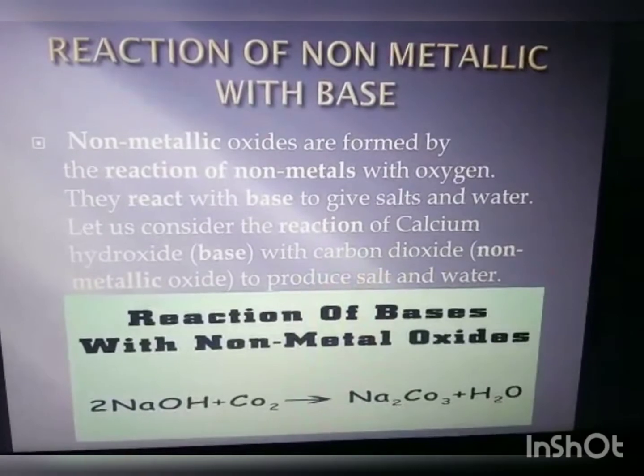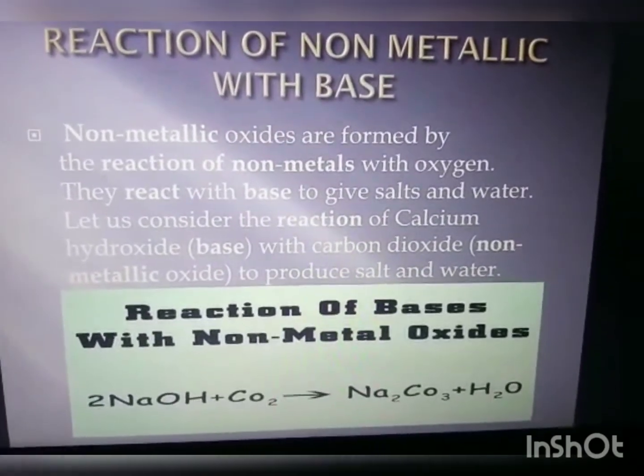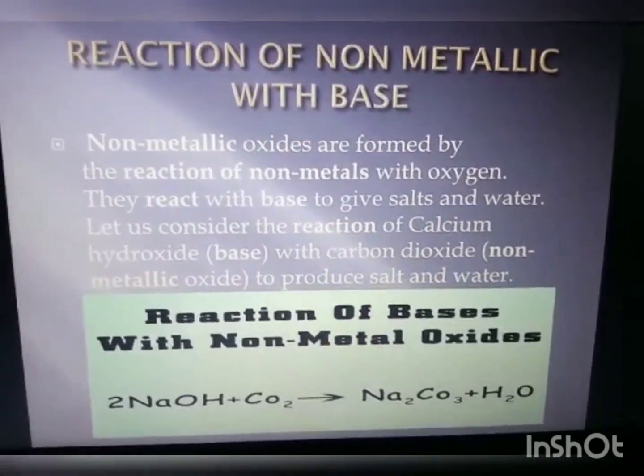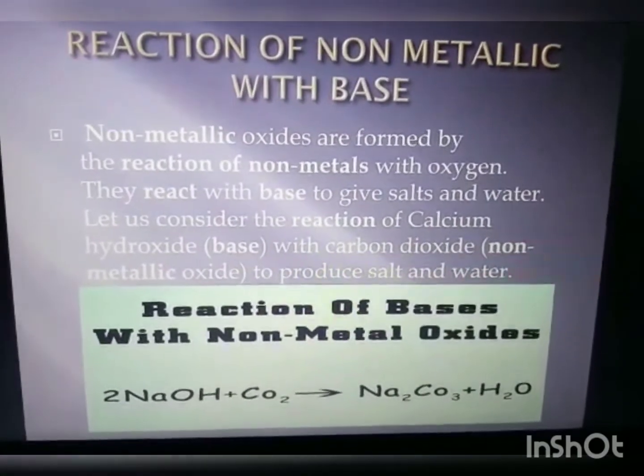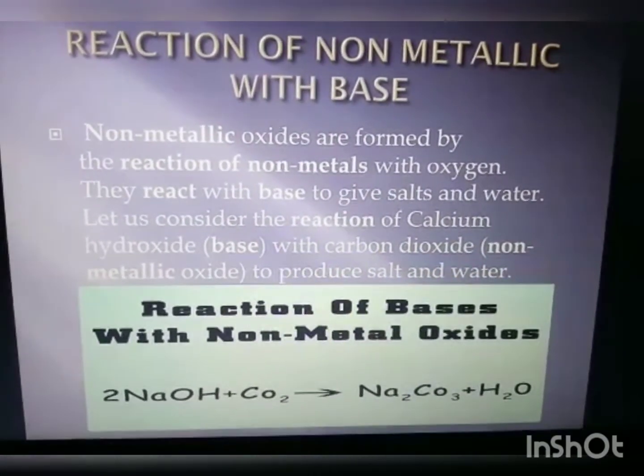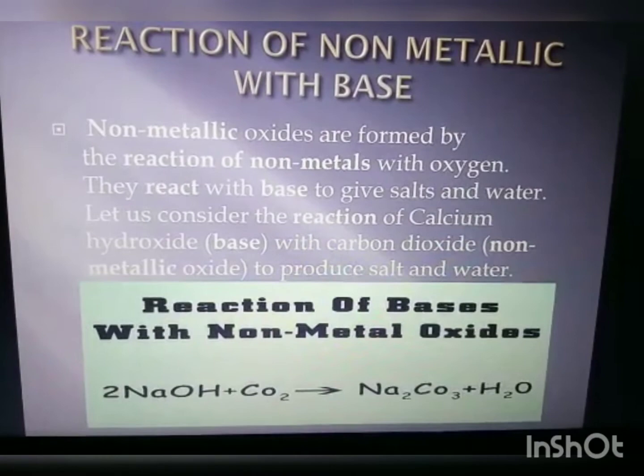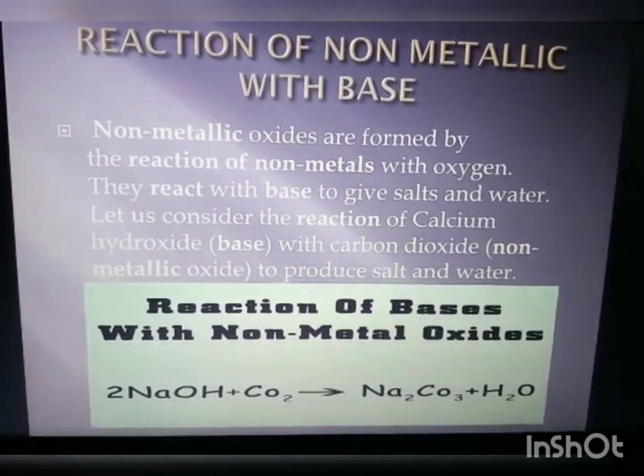Now student, this is all about the chemical properties of acid and base. This is all about the chemical properties of acid as well as base. Few chemical properties of bases are there.